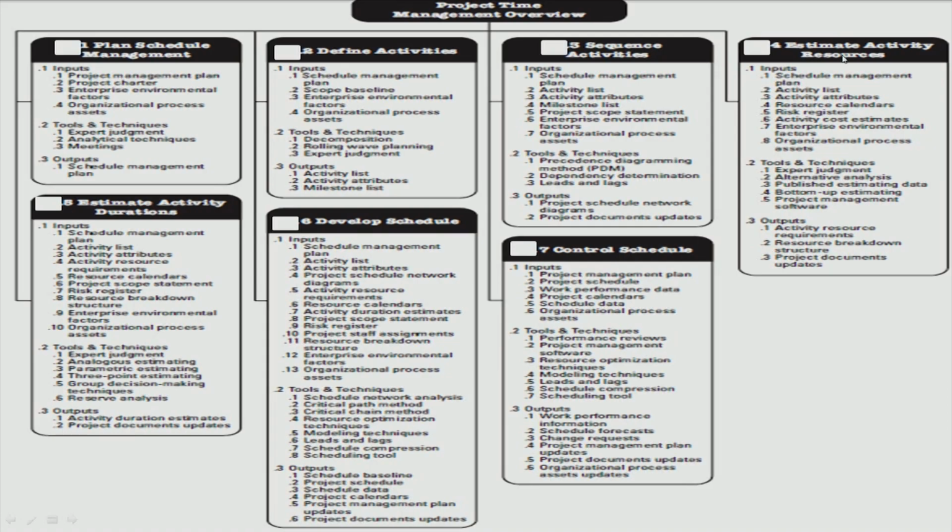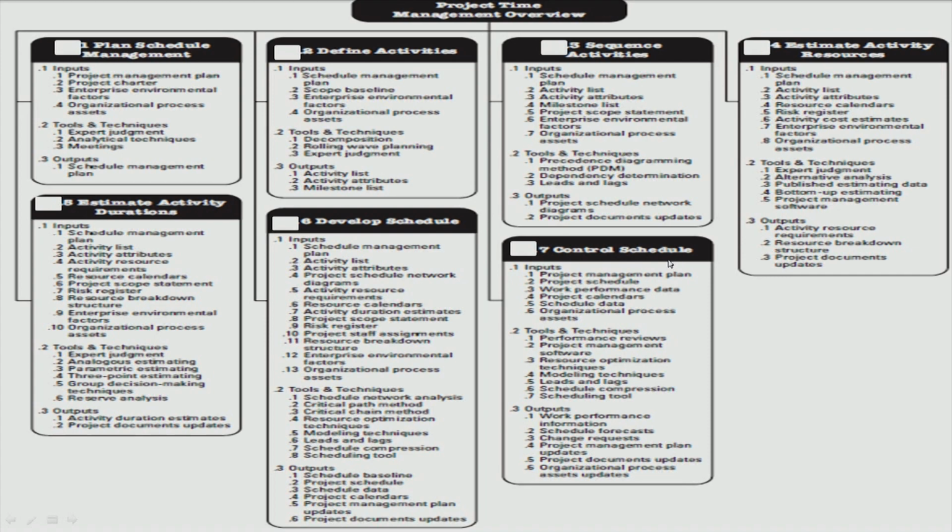The input from this will go to this, right, the fourth one, estimate activity resources. So, the tools and techniques which we would be using to estimate how much resources are needed for a particular activity: expert judgment as I gave you an example, alternative analysis, you got published estimating data, you got bottom up estimation, project management software, right. So, similarly you can see the 5th process, 6th and finally control schedule.